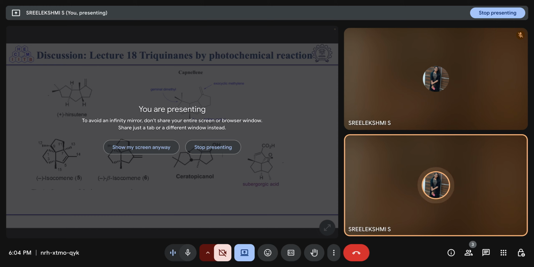And in Wender's total synthesis of subergorgic acid, which is given here, which is an angular triquinane, we have seen the benzylic ketyl assisted stereocontrolled intramolecular arene-olefin meta photocycloaddition, and the starting material used was 2-bromo-1,4-dimethylbenzene. They completed this total synthesis in 1990 using 11 linear steps and 15 percentage overall.